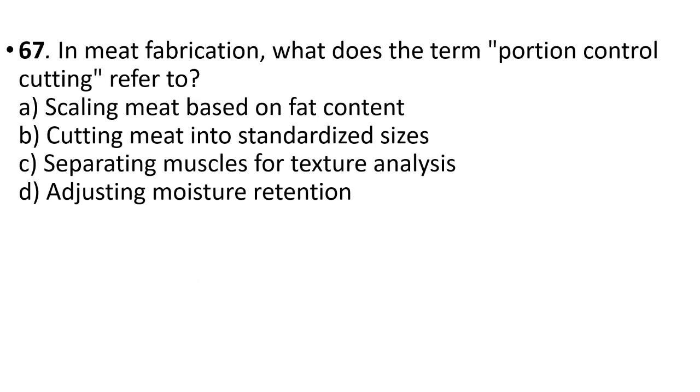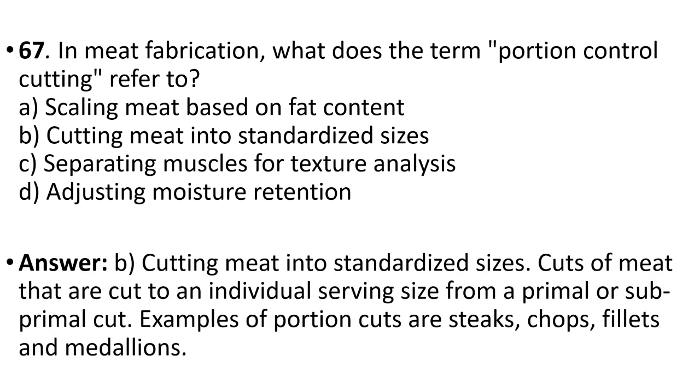67. In meat fabrication, what does the term portion control cutting refer to? Scaling meat based on fat content, cutting meat into standardized sizes, separating muscle for texture analysis, adjusting moisture retention. Your answer is option B, cutting meat into standardized sizes. Cuts of meat that are cut to an individual serving size from a primal or subprimal cut. Examples of portion cuts are steaks, chops, fillets, and medallions.